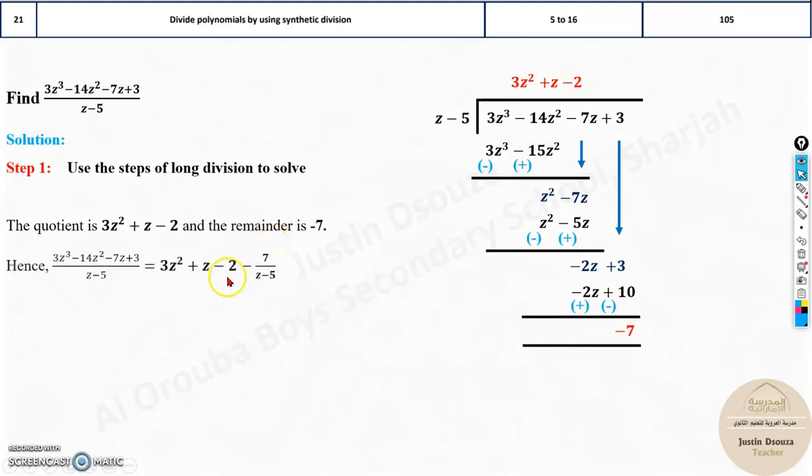How do we write it? Basically write the quotient first, whatever is there, and then you need to write the remainder divided by the divisor. That is what we do. See, 3z squared plus z minus 2, minus 7 divided by the divisor z minus 5. Now this is your final answer. This is your quotient and remainder, but write it accordingly. This would be the answer.